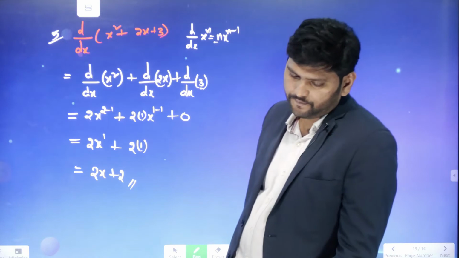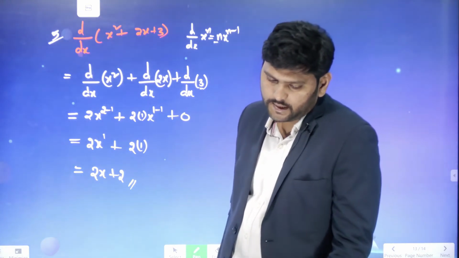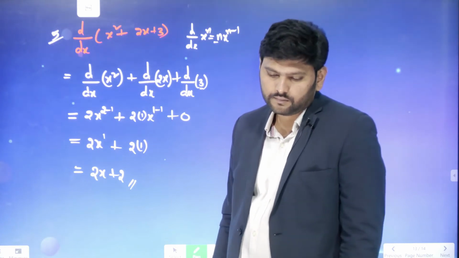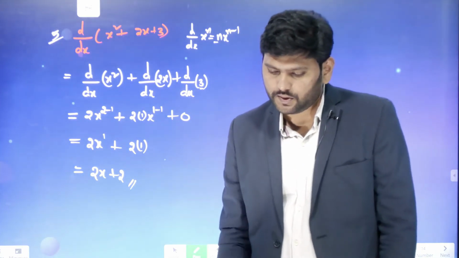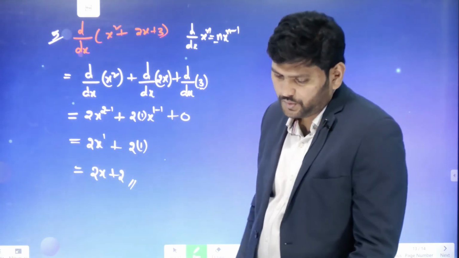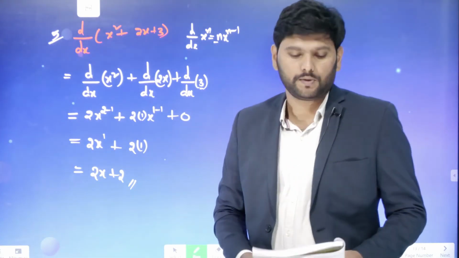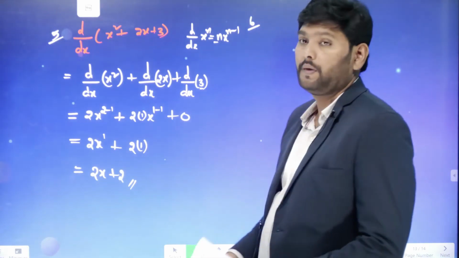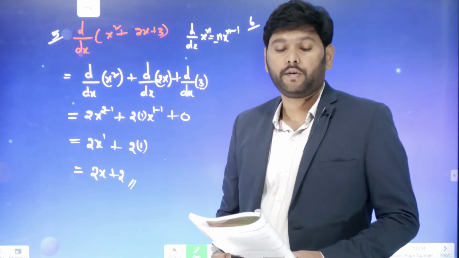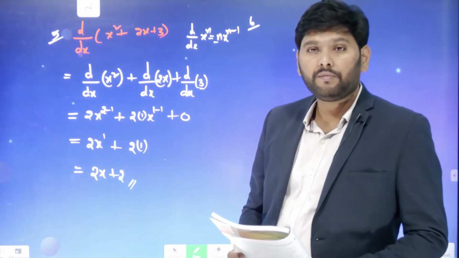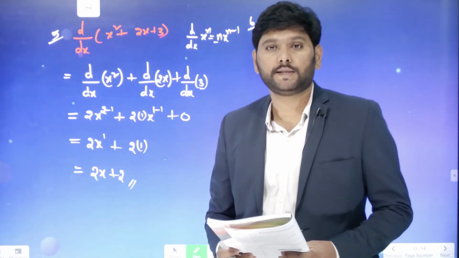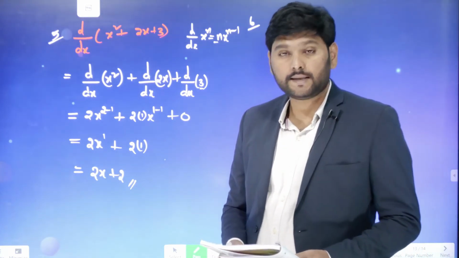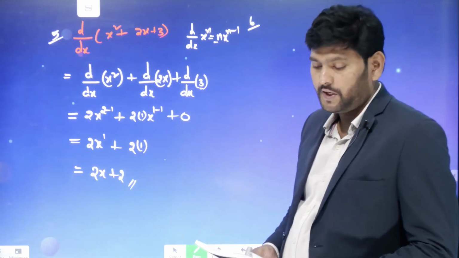Similar way, so sixth question, very important. Look at the sixth question. So read the sixth question, everyone. The volume of the sphere is given by V is equal to 4 by 3 pi r cube, where r is the radius of the sphere.